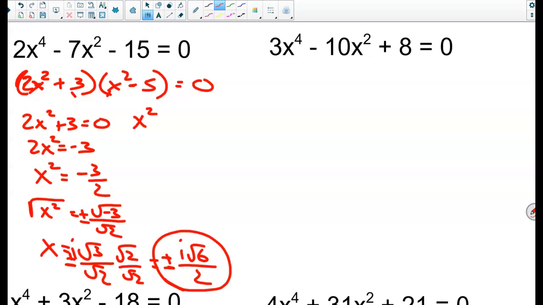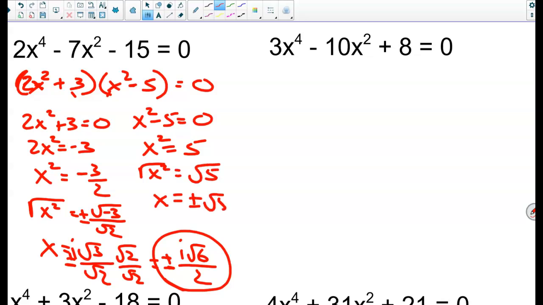Here, x squared minus 5 equals 0. We add 5. And when I take the square root of both sides, it's plus or minus root 5. I can't simplify root 5.